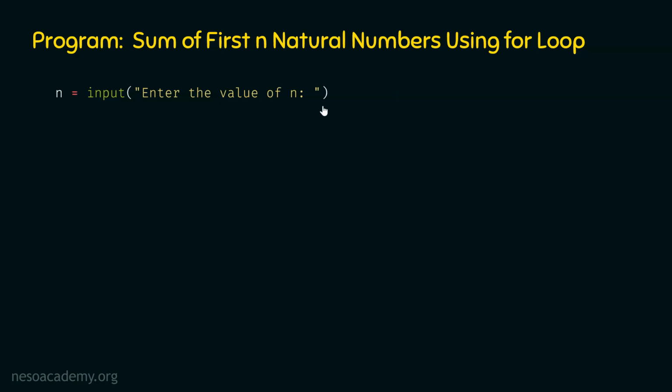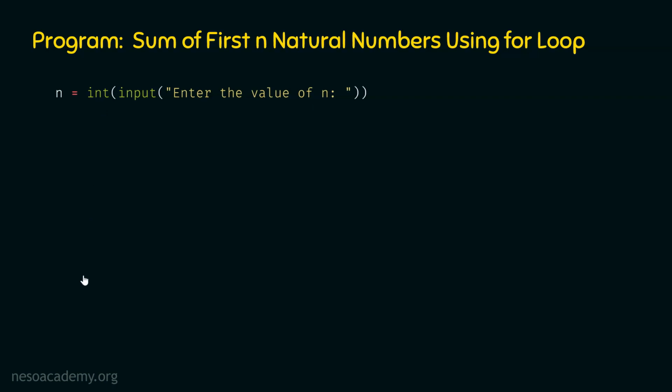But this line is not enough. We know that input method returns a string and not an integer. Therefore, we need to typecast the input that is received from the user. For this purpose, we can use the int method. To the int method, we can pass the input method as the argument. So let's do this now. This is how our line looks like. Here we have the int method, and to the int method we have passed the input method. Now we know that this int method will convert the string received from the user to an integer. Eventually, n will point to an integer value.